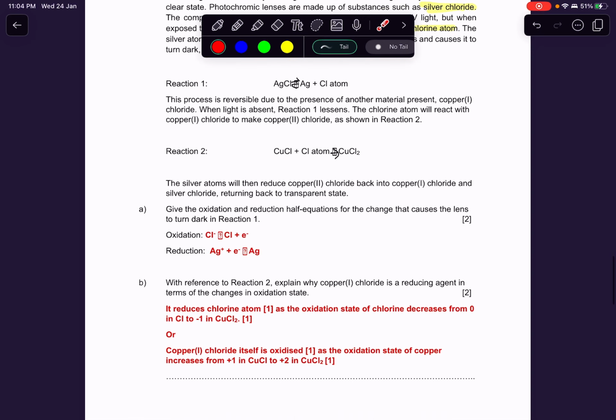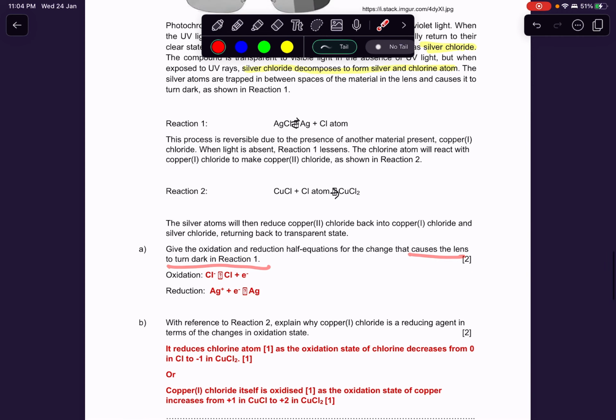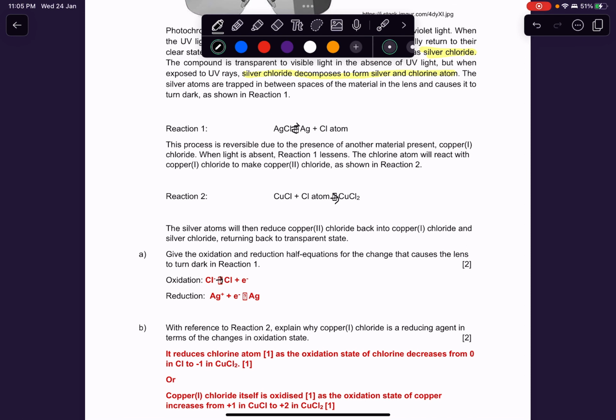Okay, give the oxidation and reduction half equation for the change that causes the lens to turn dark in reaction 1. Since they already tell you reaction 1, just focus on reaction 1, ignore reaction 2. First thing you need to note is oxidation and reduction. What is oxidation and what is reduction? Remember, a half equation is always about showing electrons, right? So you need to think back to oxidation and reduction in terms of electrons. Gain of electrons is reduction, and loss of electrons is oxidation.